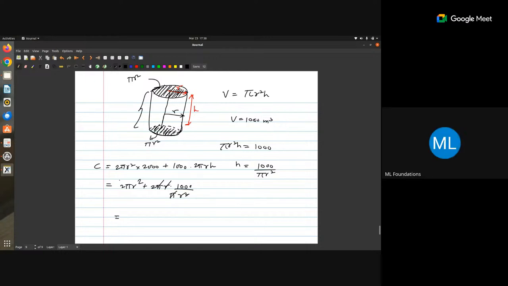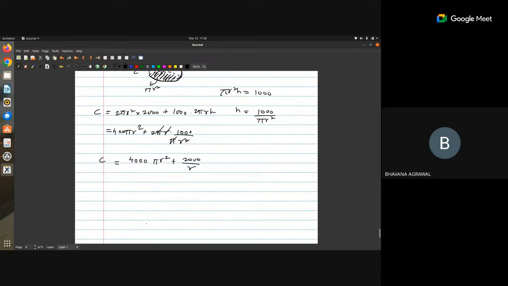So this becomes, let's say, 4000 pi r square plus 2000 divided by r. This is my cost function, right? Correct? Sir, we will put the value of h also. This 2 pi r h, h is 1000 by pi r square. And this cost is also 1000 per meter. So it is 10 to the power 3 into 10 to the power 6, into 2. Now this is my cost function.